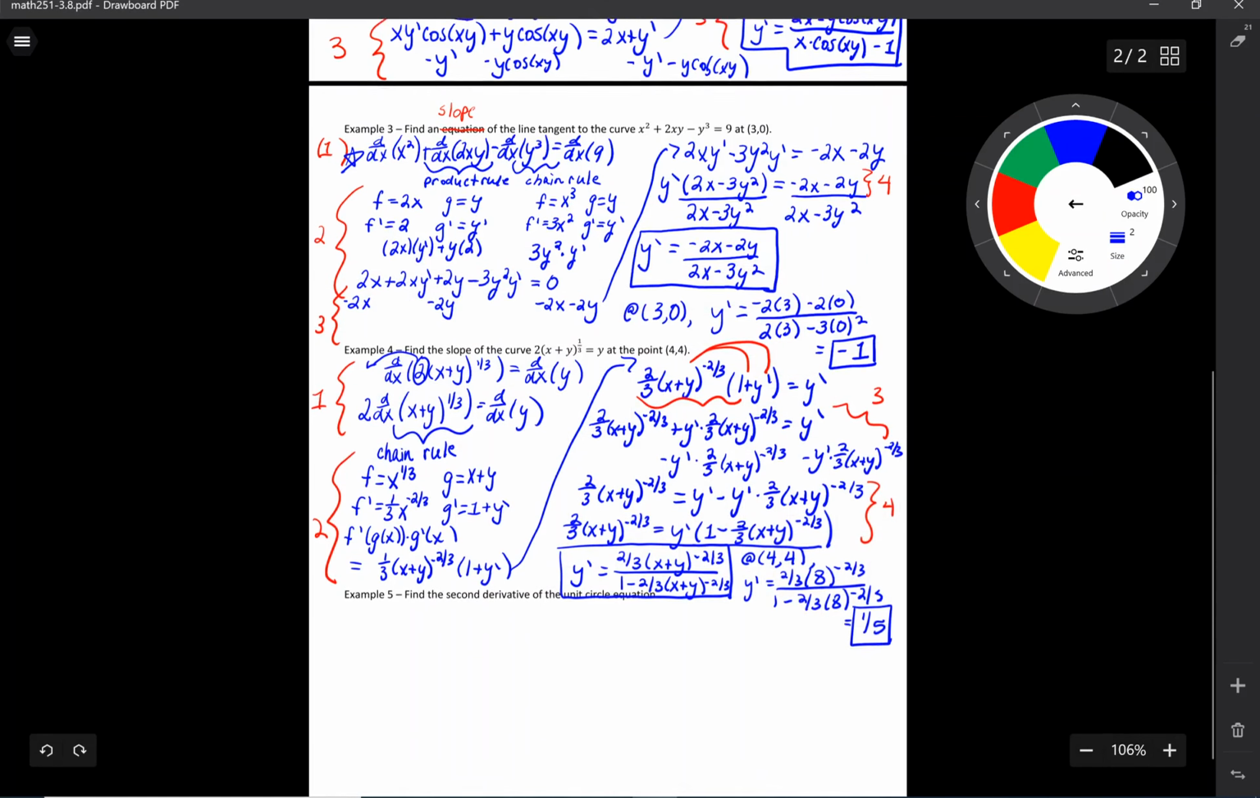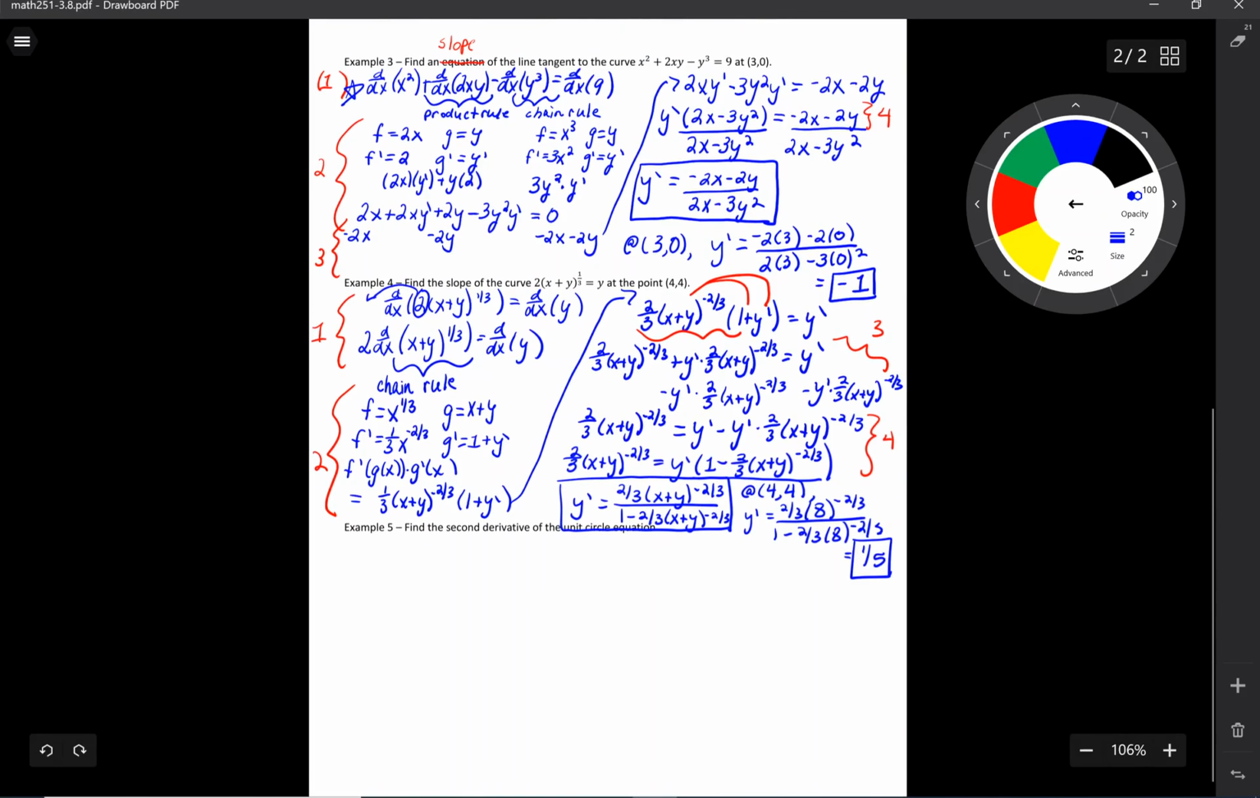All right, we have one more example. We want to find the second derivative of the unit circle equation. We have already found the first derivative of the unit circle equation in example number 1. In example number 1, we found the first derivative was y prime equals negative x over y. Now I want to find y double prime.